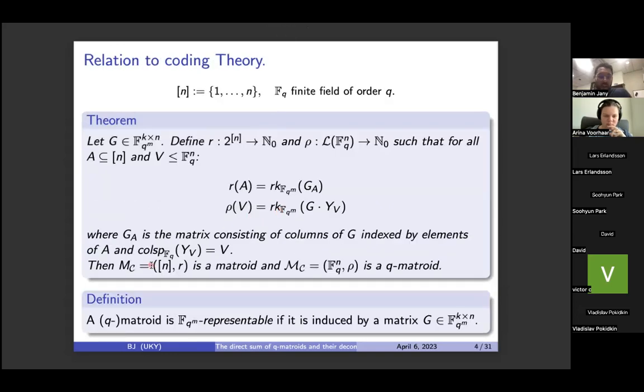Any q-matroid that arises from a matrix like that will be called representable. This really is the analog of representability of classical matroids. And we can be more specific and say the q-matroid is F_q^m representable if it is induced by a matrix that has entries in F_q^m.